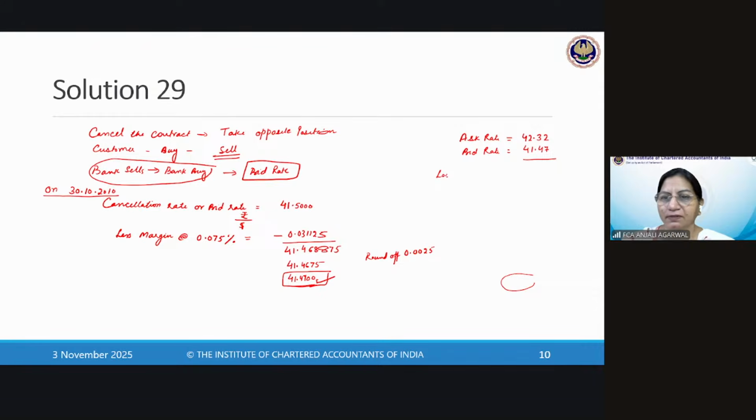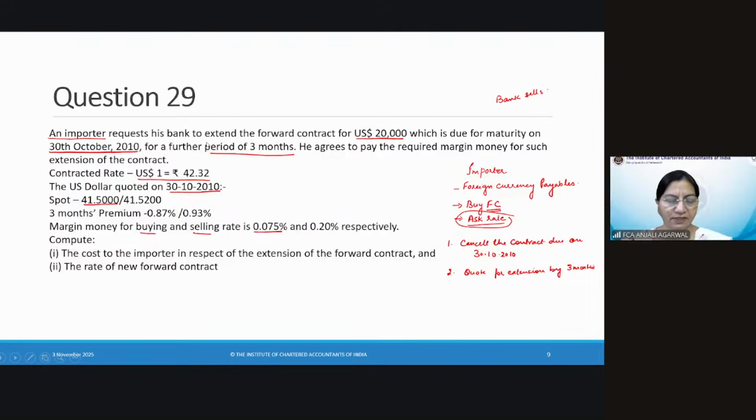Loss to the customer. $0.85 rupee per dollar. Right? Look at this again.